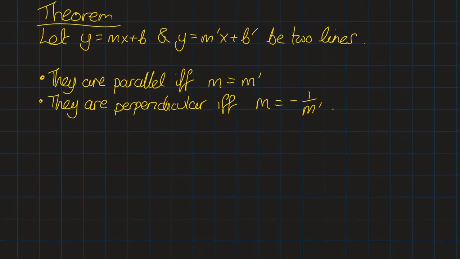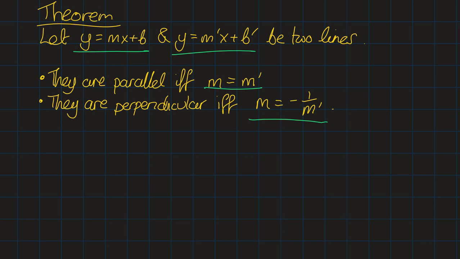So if I give you two lines, and I'm going to give you them in slope-intercept form. One line is y equals mx plus b, and the other line is y equals m prime x plus b prime. These little apostrophes, mathematicians call them prime. It's just a way of denoting that m prime is a different variable to m. So these are two lines. Then they're parallel if m equals m prime, and they're perpendicular if m equals minus 1 divided by m prime. So this one's definitely the more confusing of the two.